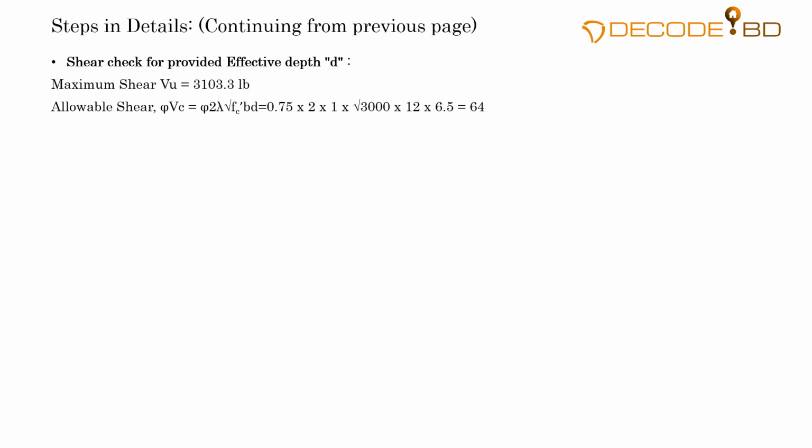Shear check for provided effective depth d. Maximum shear Vu equal to 3103.3 pound. Allowable shear phi Vc, using this equation we are getting 6408.4 pound. As phi Vc is greater than Vu, so provided thickness is okay. Effective depth d check by moment.